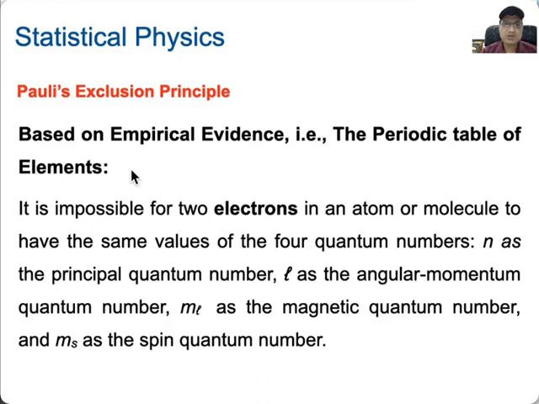So the Pauli exclusion principle is based on empirical evidence, which comes from, let's say, the periodic table of elements. It states that it is impossible for two electrons, which are fermions, in an atom or molecule to have the same values of the four quantum numbers. What are the four quantum numbers? n as the principal quantum number, l as the angular momentum quantum number, ml as the magnetic quantum number, and ms as the spin quantum number. So it is impossible for two electrons to have the same values of all four quantum numbers.